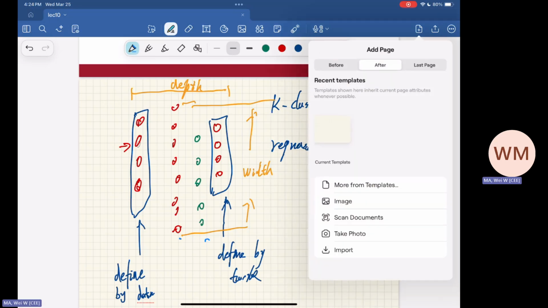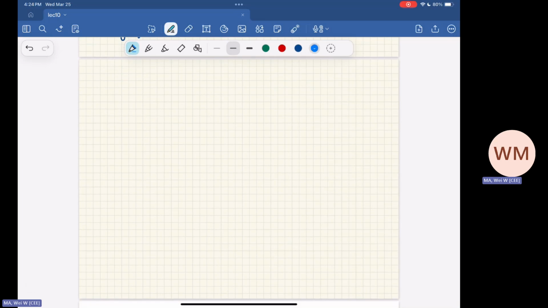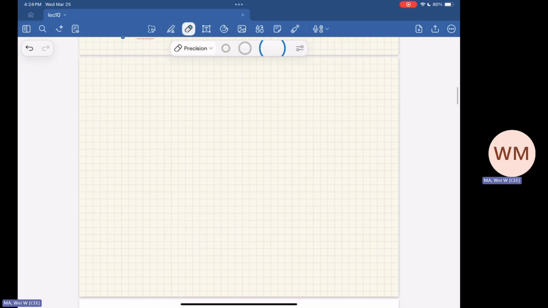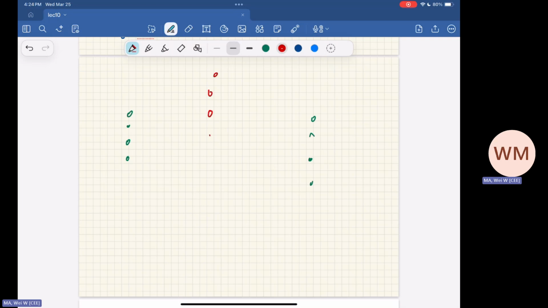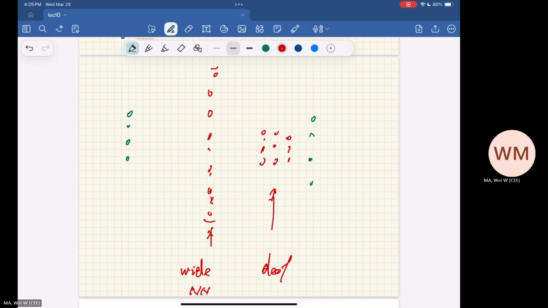Then I just want to mention a little bit more. I can develop two types of neural network. I can develop one like this, where you have the input and you have the output. Or I can have something like this, with more layers. This is one layer with a lot of neurons, and this is more layers. We call this a wide neural network, and we call this a deep neural network.